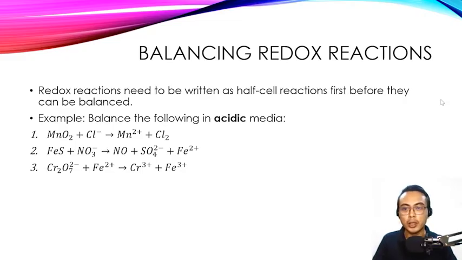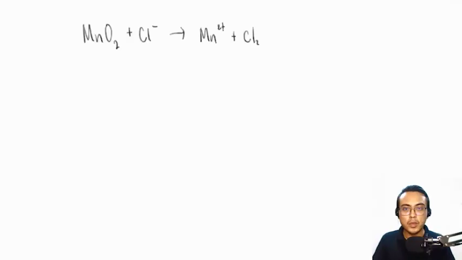Let's have number one. We have MnO2 plus Cl- yields Mn2+ plus Cl2. Here we have our unbalanced redox reaction. Now, we already know that this is a redox reaction just by looking at the oxidation states of chlorine. On the reactant side, its oxidation state is -1 because it is present as a chloride ion, while in the product side, its oxidation state is 0 because it's a free element.